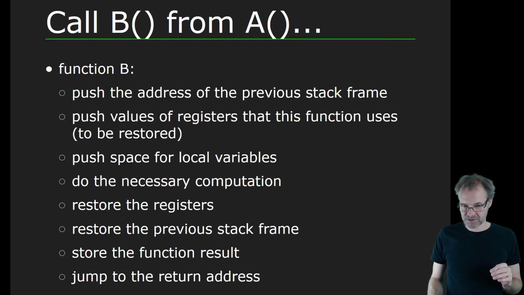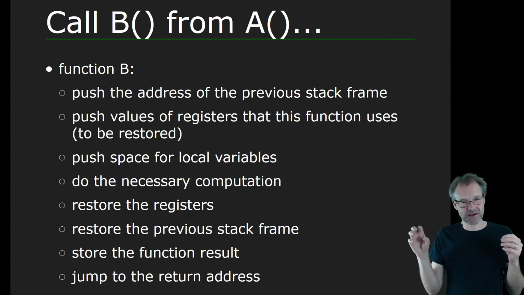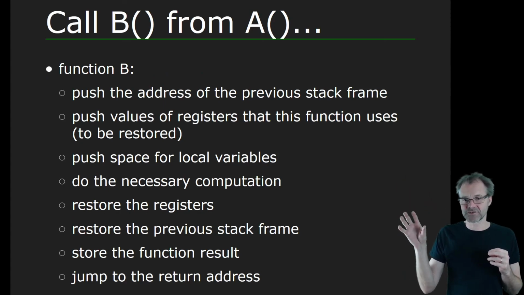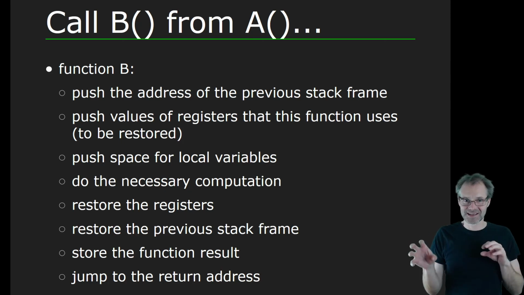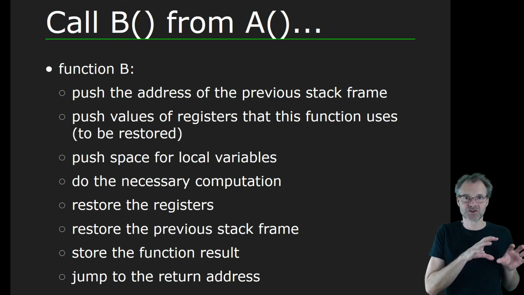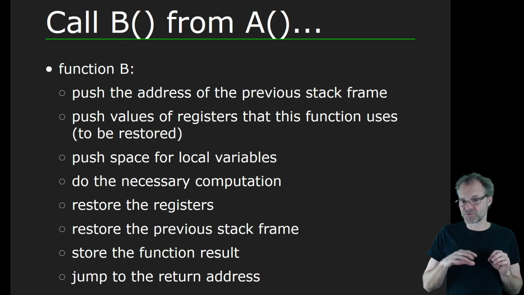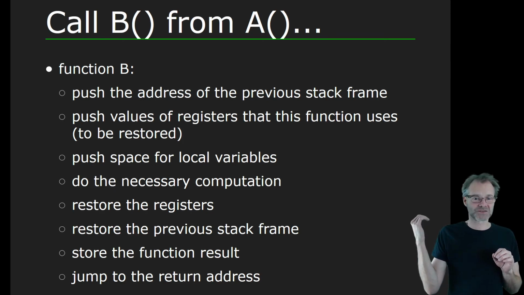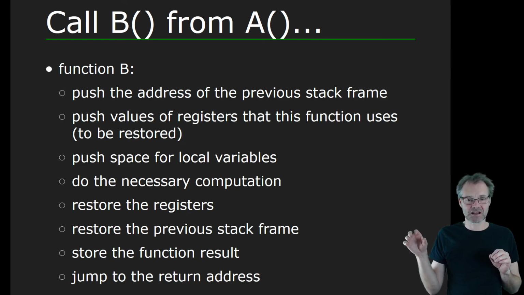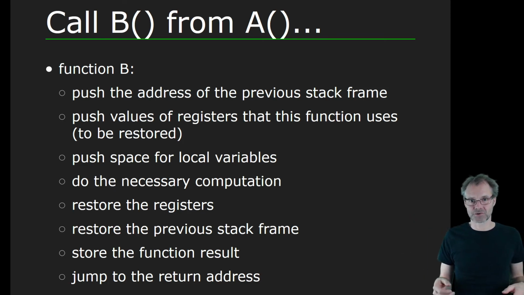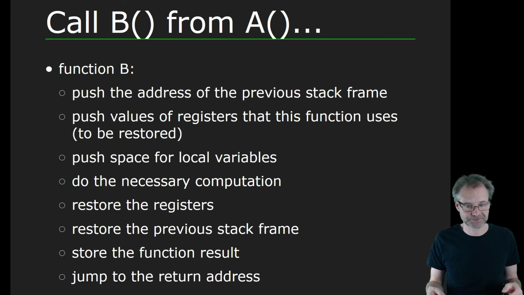Good. So now I'm in the B function. First I'm going to prepare a bit. I'm going to push the address of the previous stack frame, because the previous stack frame for A is good to have when I'm going to go back there. And then I'm going to push the values of the registers, just to be able to restore them later on when I'm done. I'm going to push space for the local variables I declare in my function, and then I just do my work, the necessary computation of the B function.